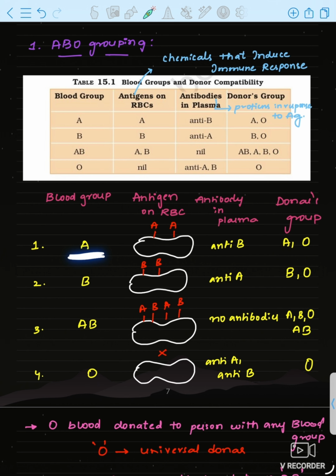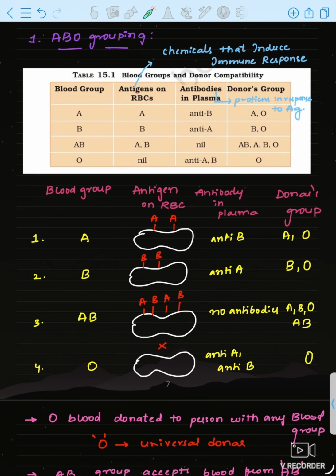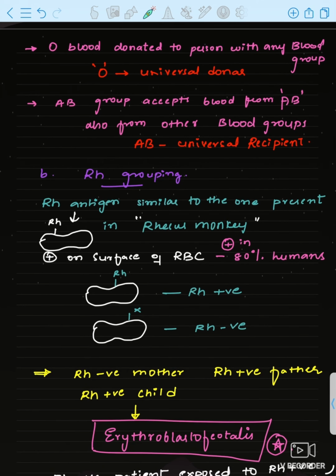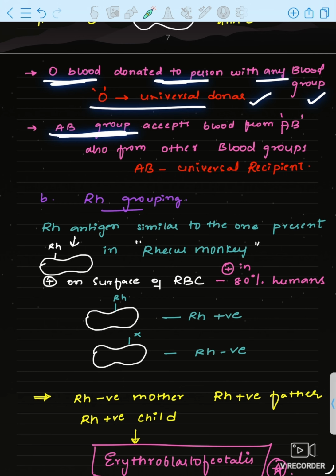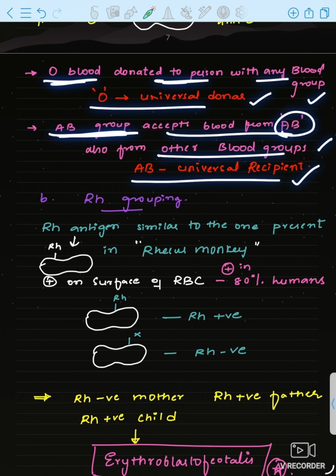And A blood group people can give to A, and O is universal donor. B blood group can give to B blood group people, and O is universal donor. Okay, so see the same thing. O blood group donates to a person with any blood group, that is why O is universal donor. AB group accepts blood from AB and also from other blood groups, that is why AB is universal recipient.